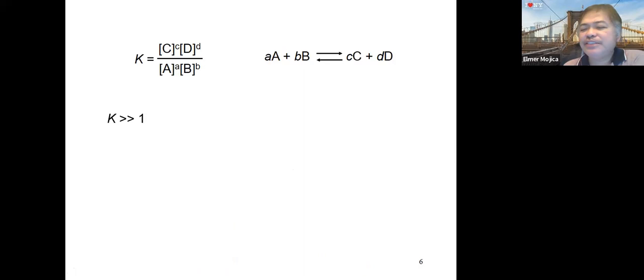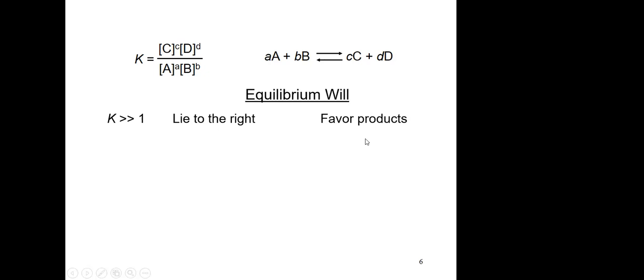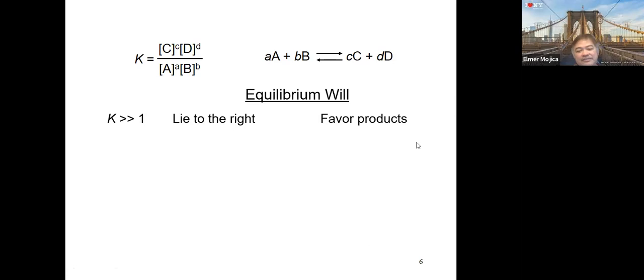Now, what information does the K value convey to us? K is simply the ratio of the products over the reactants. If there are more products than reactants, the K value is more than 1. And what does it tell us? If the K value is more than 1, it lies to the right side. You're going to have more products, or it favors the formation of the products.